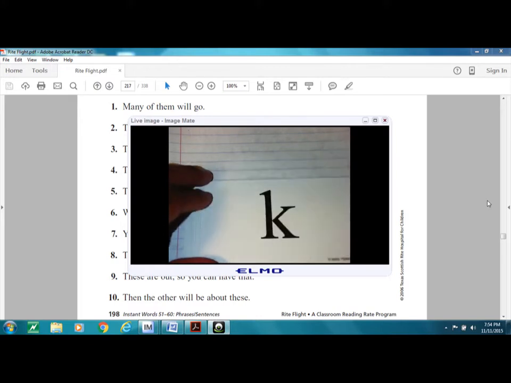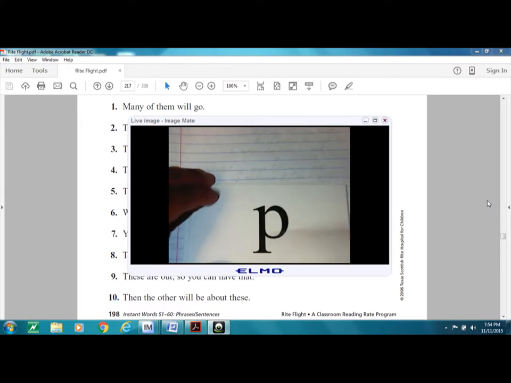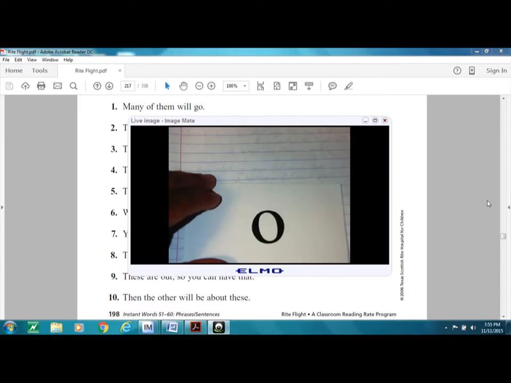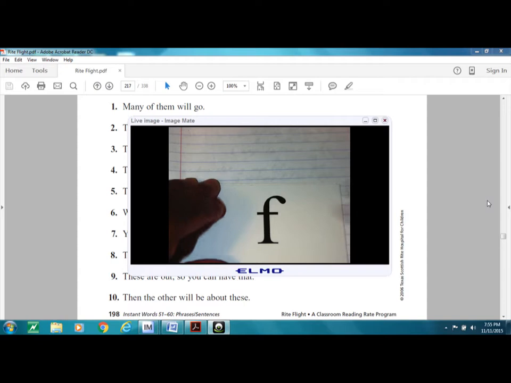Z, K, W, N, B, digraph CK, P, S, M, digraph TH, O, D, F, T, L.